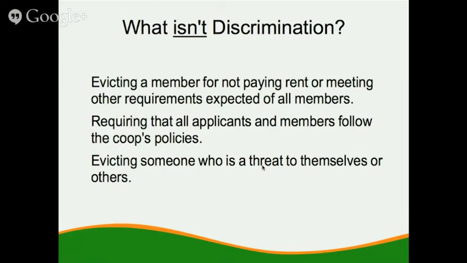Something that's especially tricky and very sensitive is the issue of evicting somebody who's a threat to themselves or to others. So in basically every state, and state by state or even city by city, eviction and landlord-tenant law is going to look different. But one thing to be aware of is that essentially every jurisdiction is going to say that somebody who is threatening harm to others or threatening harm to themselves, or who has a history of doing harm to others or themselves, evicting that person is not a form of discrimination.